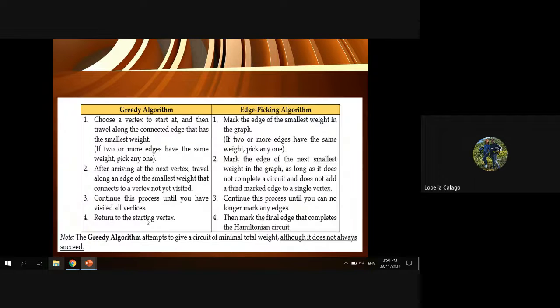Okay, so anong difference ni greedy and edge picking? Si greedy, you can choose a vertex to start at and then travel along the connected edge that has the smallest weight. Kaya nga greedy, no? Mag-start ka sa isang vertex, tapos tingnan mo yung pinaka-shortest or pinaka-mababang number, yun yung kakainin mo. While the edge picking, titingnan mo muna kung saan ang pinaka-smallest na weight sa graph, and then yun ang kukunin mo. Okay? So, titingnan natin yan through an example.